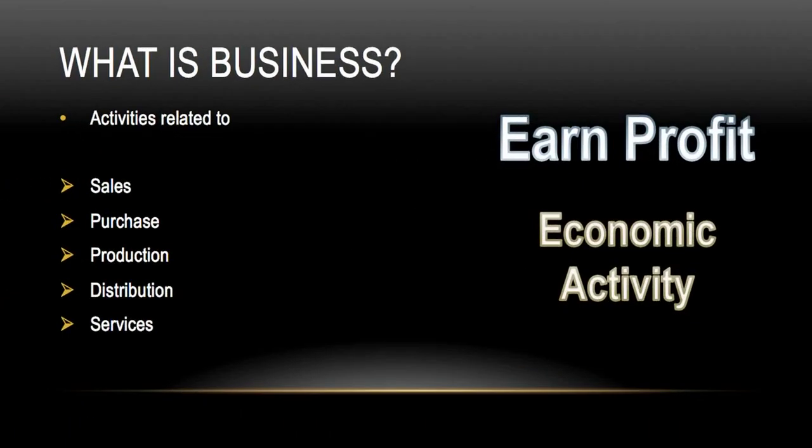Generally we see that selling activities are involved, meaning we purchase and our salesman sells the product which we need. So a business may be defined as an activity which is related to sales, purchase, production, distribution, and services. If these activities are undertaken, then we can term a particular organization as a business organization, or a business.